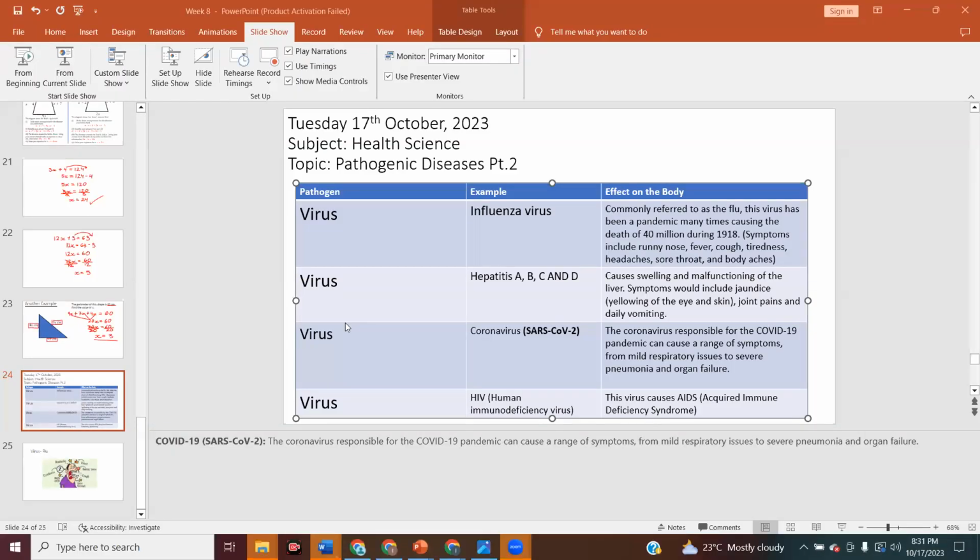Nevaeh Wallace. Nevaeh, are you there? Yes, sir. Influenza, the flu. What is that caused by? A bacteria, a virus, or a fungi? A virus. A virus, very good.